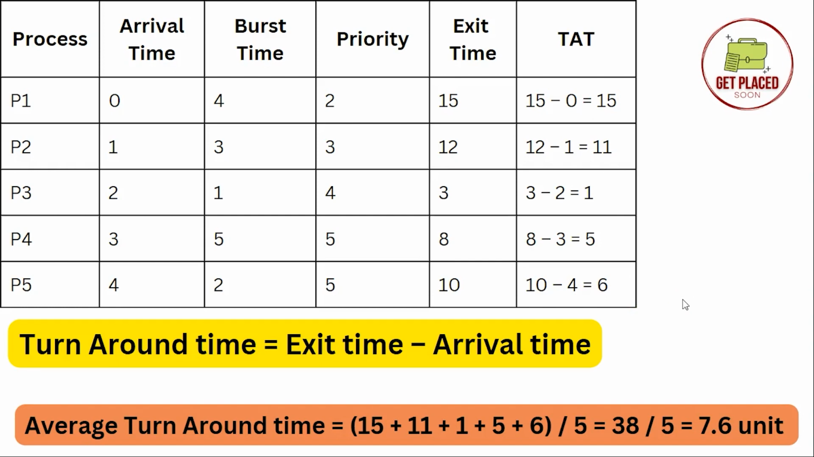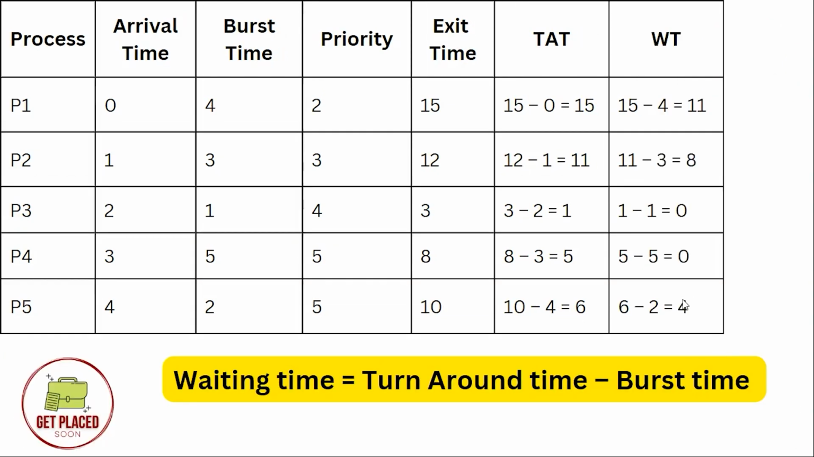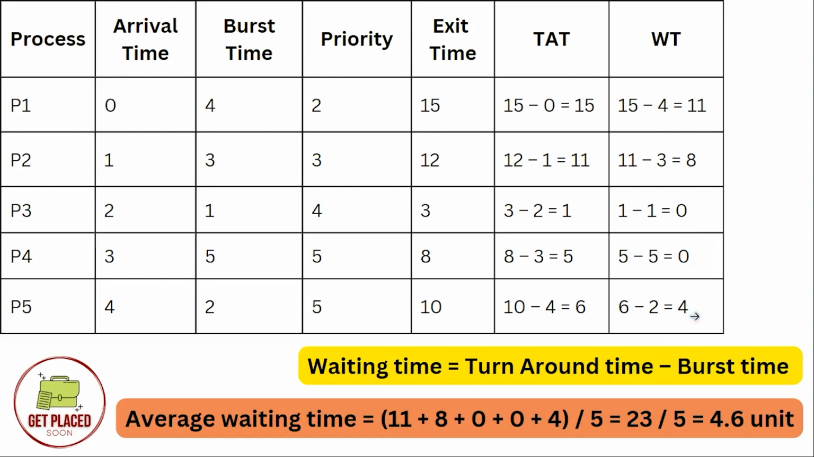Similarly, we can calculate average waiting time. To calculate waiting time, you are supposed to subtract burst time from turnaround time. So 15 minus 4 is equal to 11. 11 minus 3 is equal to 8. 1 minus 1, 0. 5 minus 5, 0. 6 minus 2 is equal to 4. Now to calculate the average of this, just add 11 plus 8 plus 4 divided by 5, which gives you 4.6 units. So the average waiting time is 4.6 units.